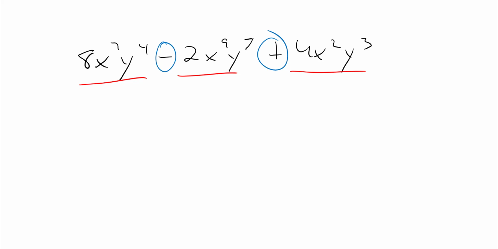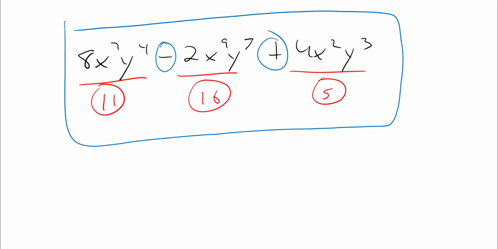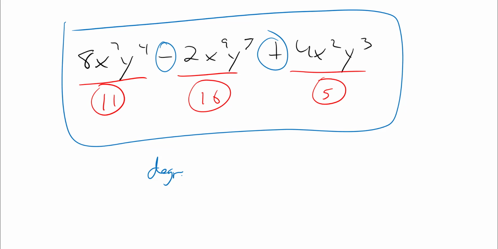So do you guys agree that this first one is 7 plus 4 is 11, so this is degree 11. And this one is 9 plus 7, which is 16, degree 16. And this is 2 plus 3 is 5, degree 5. So the degree of this whole polynomial, this is degree 16. Okay, because that's the highest degree right there. Okay, pretty easy. Okay, so that's degree. Let's talk about something called standard form.